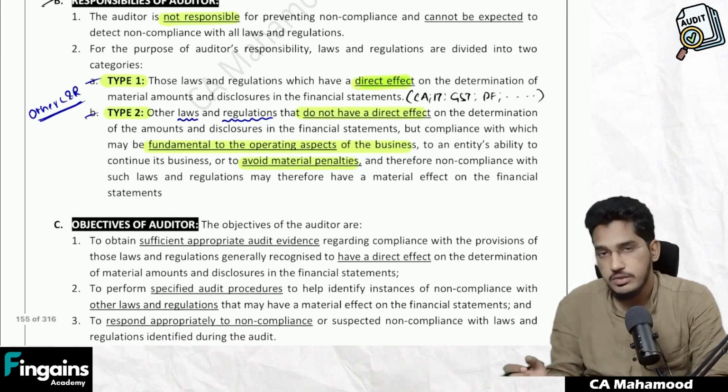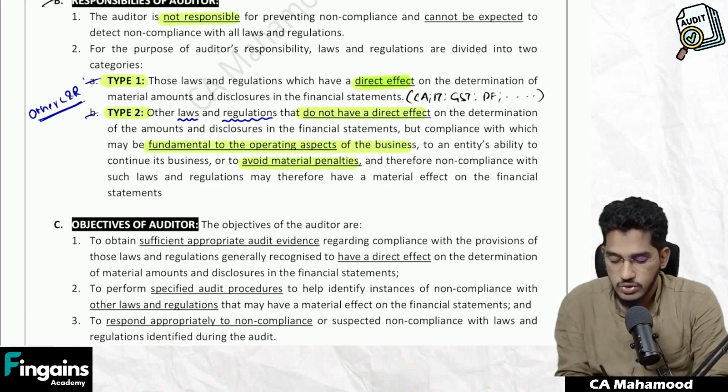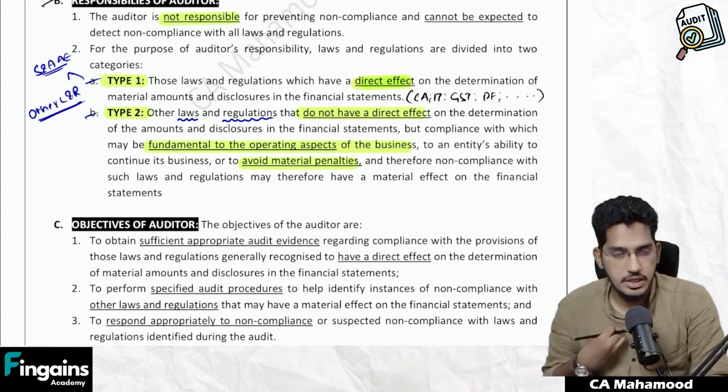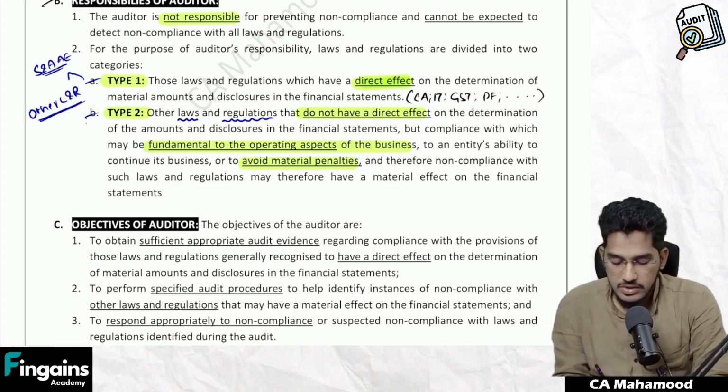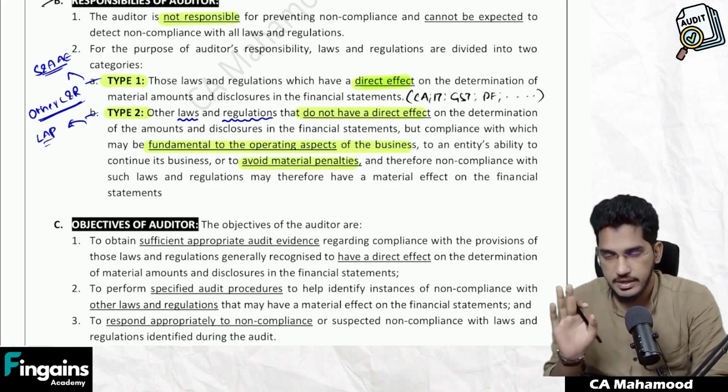Next one. We have seen that for the auditor's responsibilities, laws and regulations are divided into two categories. Now, what will be the objective of the auditor? What is the auditor supposed to do? As I have mentioned, when it comes to Type 1 laws and regulations, the auditor is required to obtain sufficient and appropriate audit evidence. That means you need to perform in-depth audit procedures and try to obtain sufficient and appropriate audit evidence. Whereas when it comes to Type 2 laws and regulations, he needs to only perform limited audit procedures. What are those limited audit procedures? That we will see in the same standard.